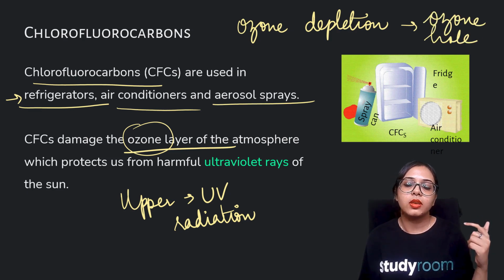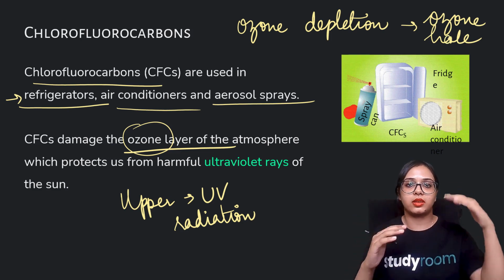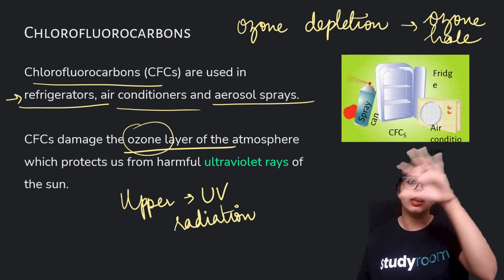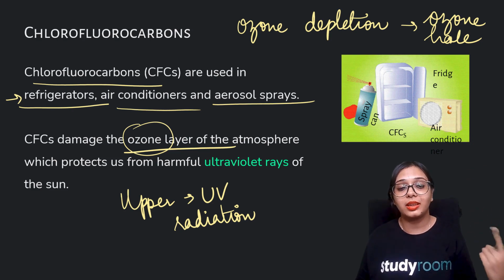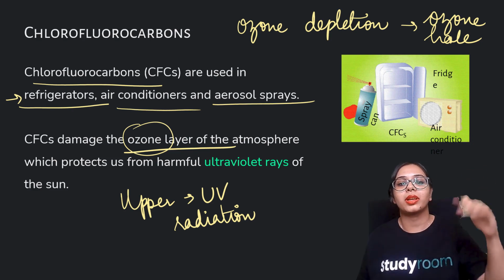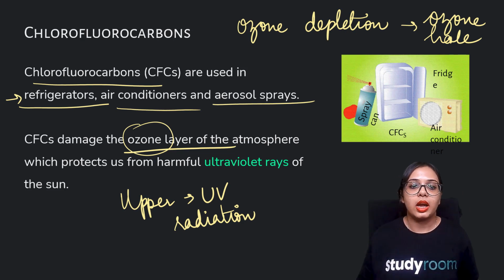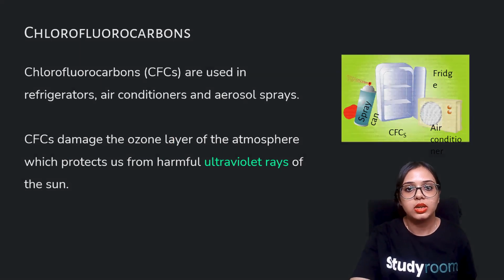So this is because the ozone layer is at the uppermost layer of the atmosphere, and it's like a sort of a blanket, right? And this CFC, since it is aiding the depletion of ozone, a sort of a hole is formed in that blanket, in that layer of the atmosphere. All right, and therefore it makes us more and more vulnerable to the harmful ultraviolet radiation of the sun.